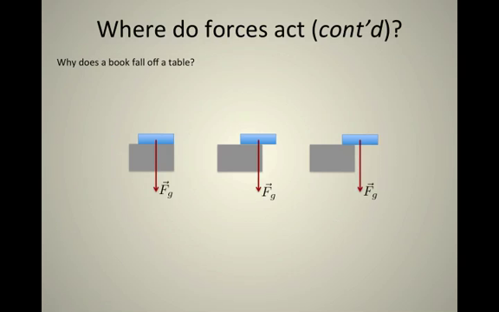Think about a book falling off of a table. Gravity, again, always acts through the center of mass of an object, and the normal force acts up either through the point of contact or the last point of contact of the book on the table. So in the case where the book has its center of mass out over the edge of the table, now it's going to start to fall because gravity starts to exert a torque.